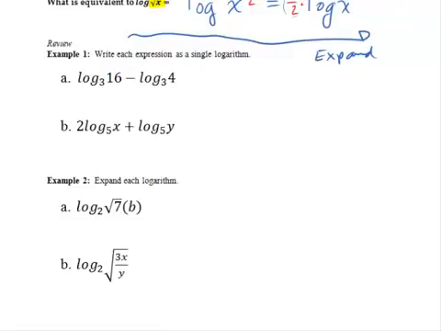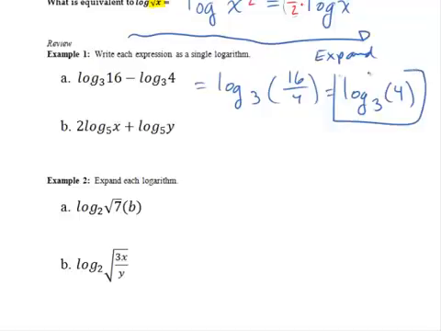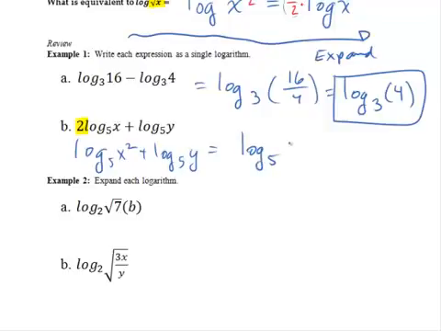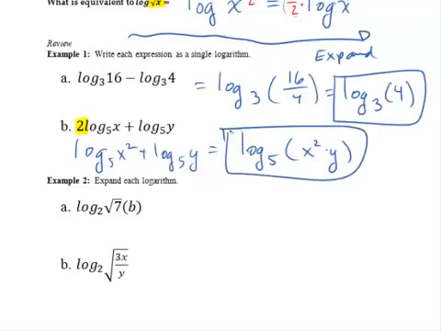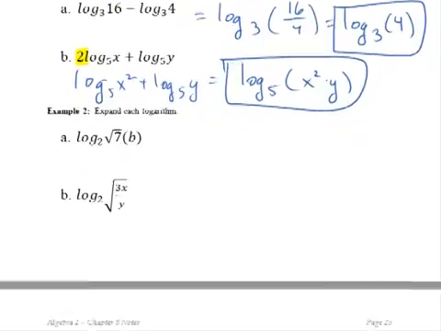All right, so if we want to practice this a little bit more here, write each expression as a single logarithm. This one would be log base 3, 16 divided by 4, which is log base 3 of 4. Take care of the power. So you have log base 5 of x squared plus log base 5 of y equals log base 5 of x squared times y. That's what we were just working on our previous page.